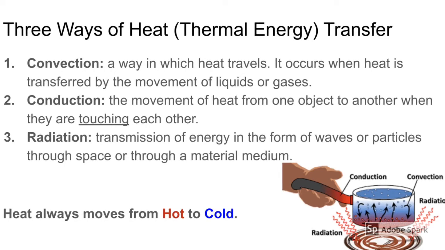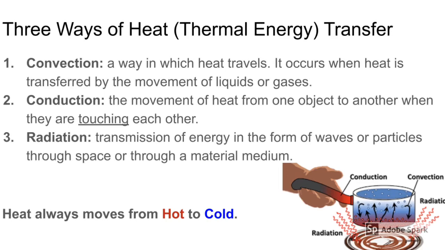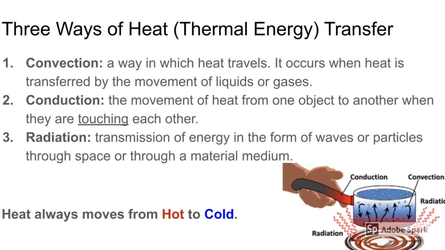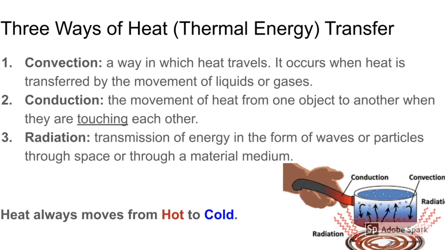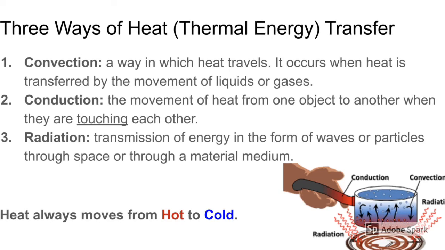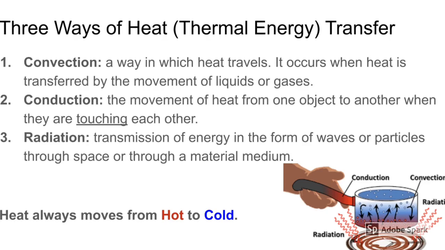Radiation is the transmission of energy in the form of waves or particles through space or through a material medium. So on a hot day, when you see those wavy lines off at the top of a car, that is heat radiating through the air. And heat always moves from hot to cold. So if you have a hot object, it will heat up a cold object near it.